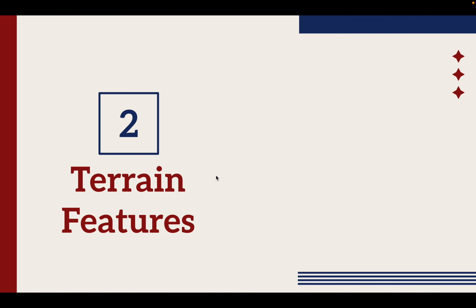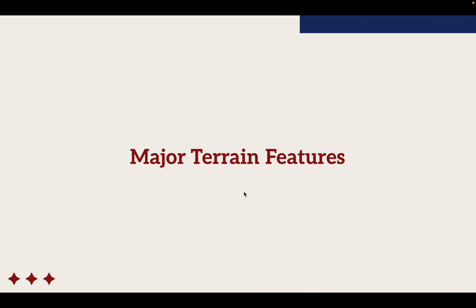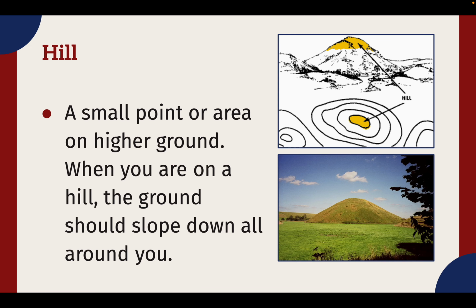Okay, next we're going to be going over terrain features. Major terrain features, there are 5. Hill, so a hill, we all know what a hill is. It's a small point or area on high ground, so basically just raised elevation. And you can tell on a map that something is a hill if it has this little ripple effect. And usually, not always, but usually each contour line represents 10 meters, so say that's flat ground, that's 10, 20, 30, and so forth.